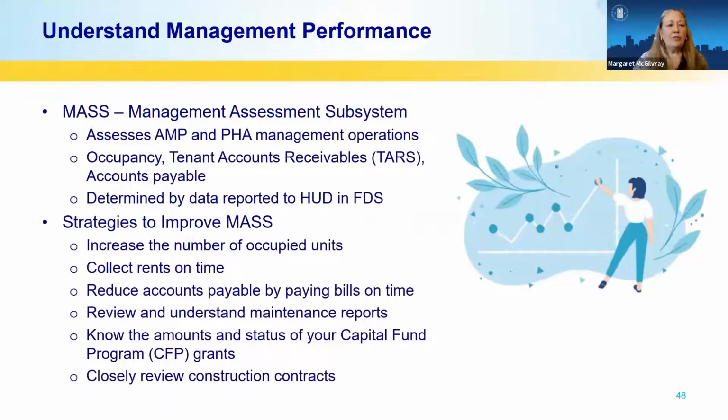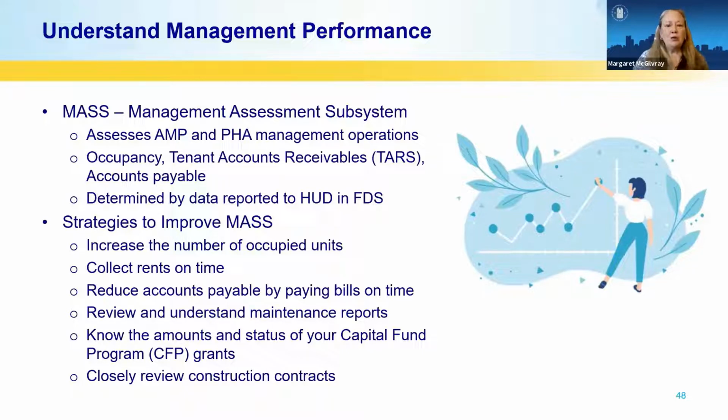So let's look at the management performance. As I mentioned, there are another 25 points in the PHAS score for management operations. And that has to do with basically how the properties are being overseen and the property management, on a property by property or AMP basis, or if you are a small housing authority, across your entire portfolio.